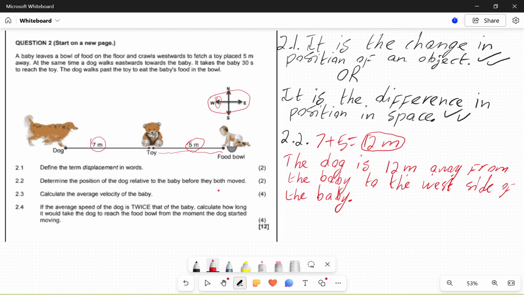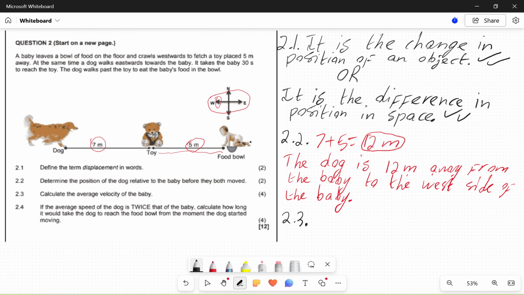Okay, now guys, let's look at 2.3. I hope 2.2 makes sense. We'll now look at 2.3. Let me change color. So for 2.3, they say calculate the average velocity of the baby. I think before we calculate average velocity, let's define average velocity. Average velocity, in terms of a definition, will be what? The rate of change of position. That is the definition of average velocity.